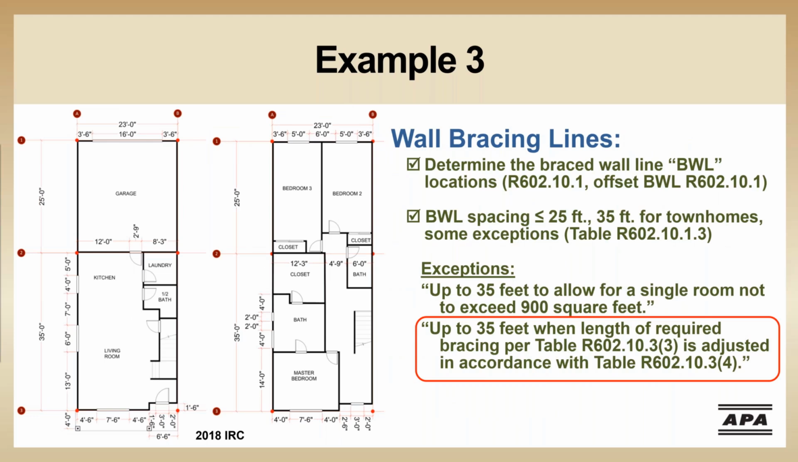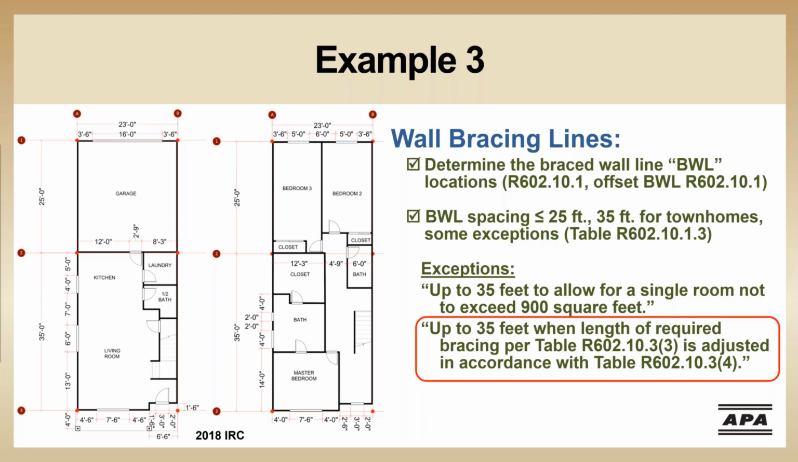Here's an obvious first take on laying out the braced wall lines. Using this layout and with attention to where we place the braced wall panels, we can comply with the irregularity checklist for the interior braced wall offsets. Unfortunately, with this layout, the spacing between braced wall lines 2 and 3 exceeds 25-foot spacing.